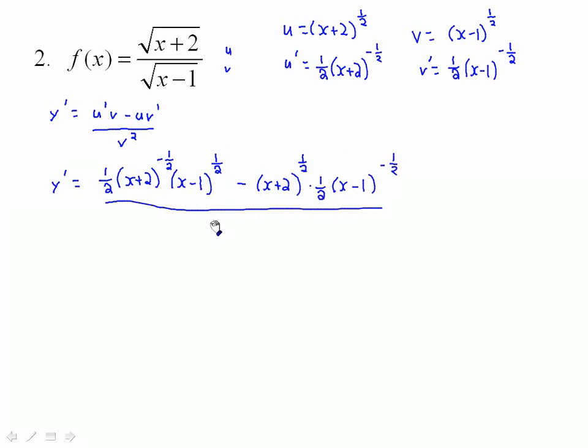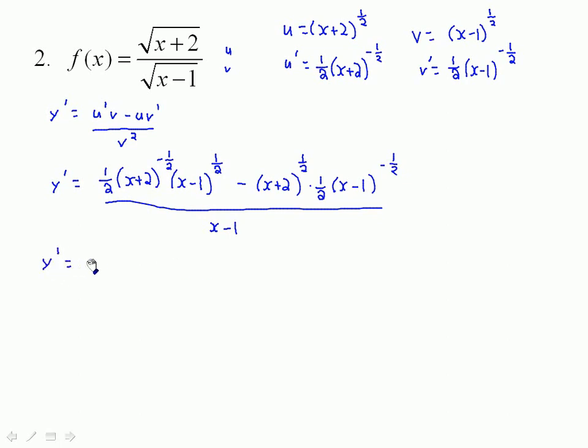So something interesting happens on the denominator. x minus 1 to the 1/2 squared becomes x minus 1, just plain x minus 1. So the 1/2 raised to the exponent of 2 would cancel out the exponent. So we now do what we did previously.